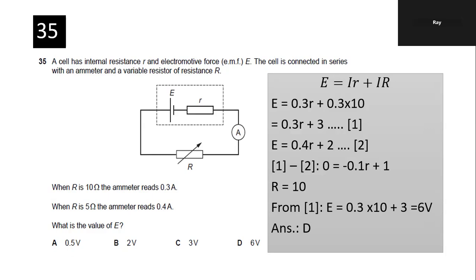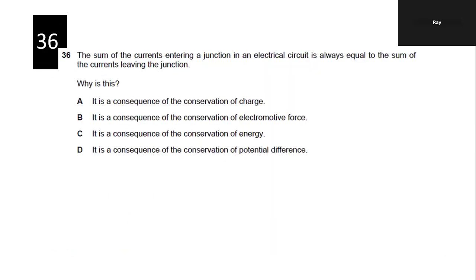Anything to clarify? Don't have, okay. The sum of current entering a junction in an electric circuit is always equal to the sum of current leaving the junction. Why is this? Kirchhoff's first law. It's a repeat question, very popular. A.